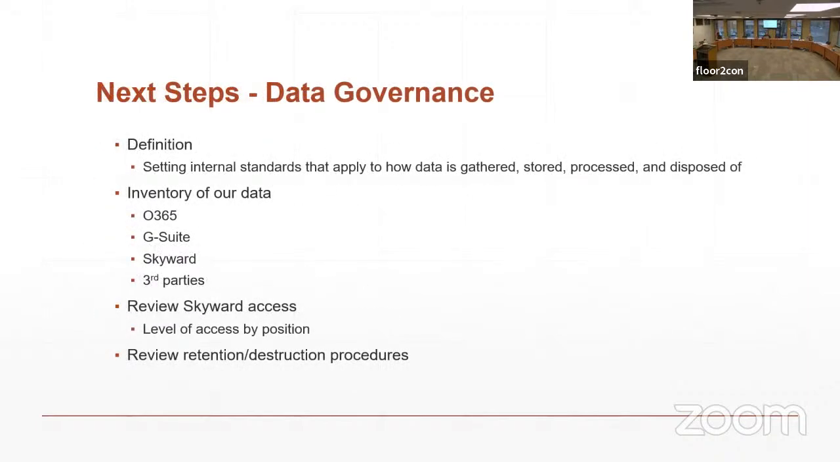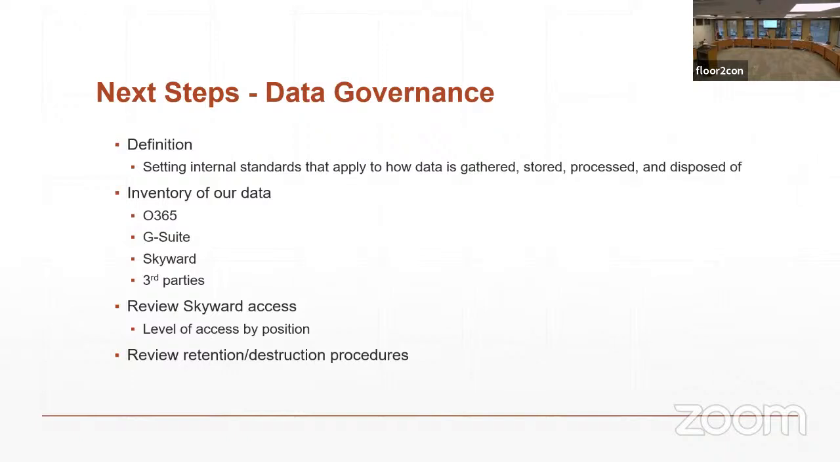So some of the next steps we're going to look at in more detail is really forming like a data governance group. And that's to get really more specific and in the detail about what we do with our data, where it's stored, how we dispose of it, inventory what data we have. We have millions of files out in Office 365 and G Suite.